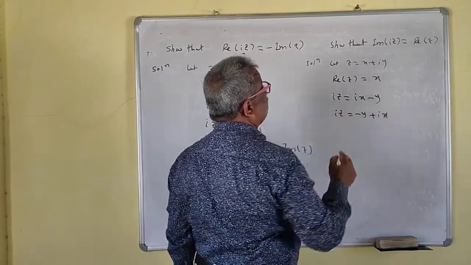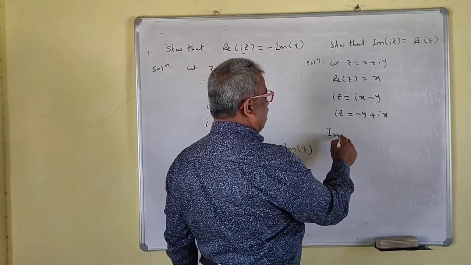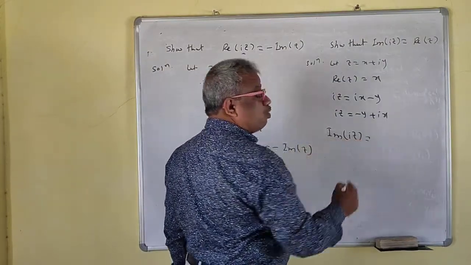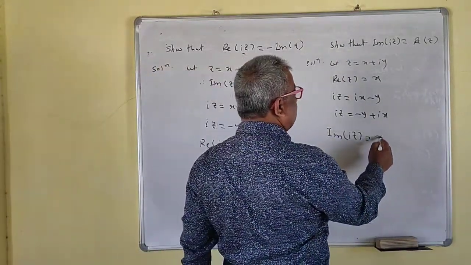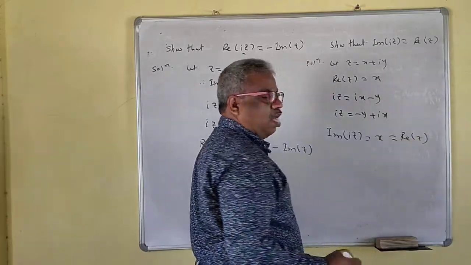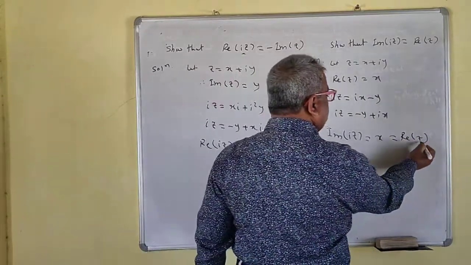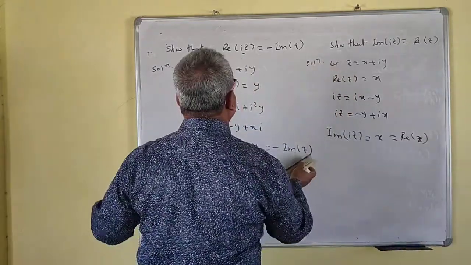So this is iZ. What do you want? The imaginary part of iZ. So the imaginary part of iZ is the coefficient of i. What is the coefficient of i? It is x now. But what is x? x is the same as the real part of Z. Real part of Z. Okay. So now see, very simple.